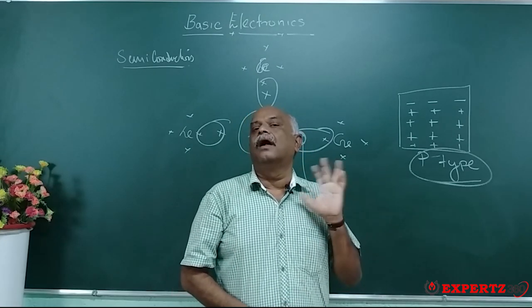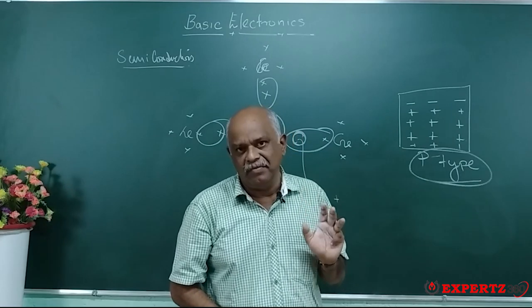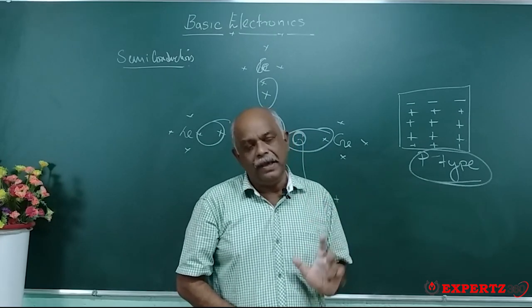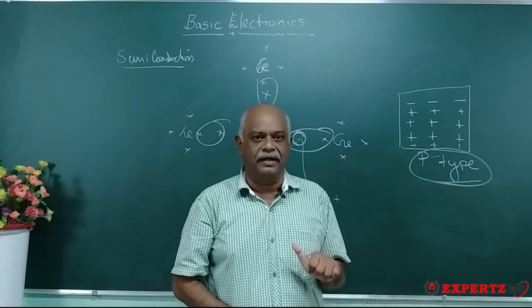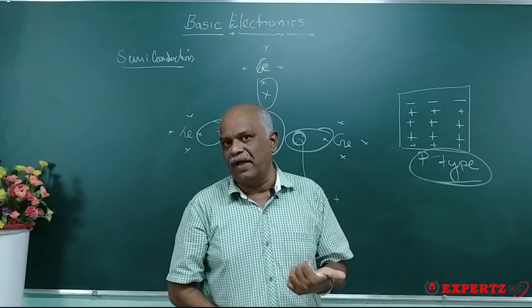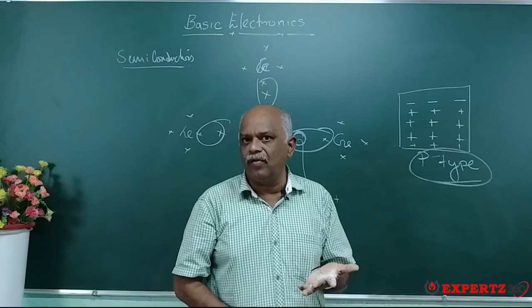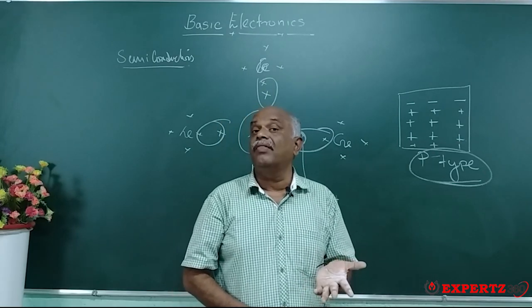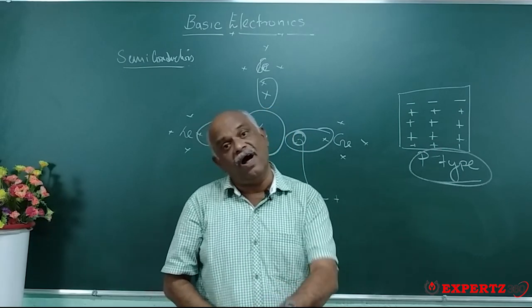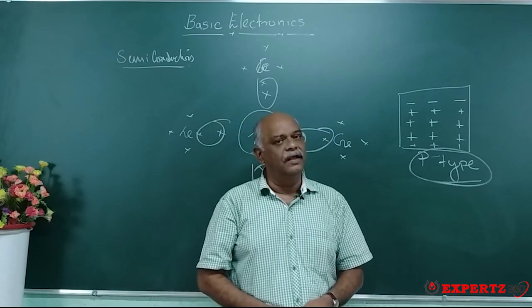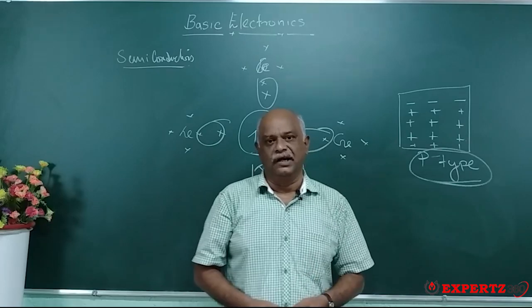I have taught you what you mean by intrinsic semiconductor, what you mean by doping, then p-type material and n-type material. What is the need for doping? Why did we dope the intrinsic semiconductor? To increase the flow of current by increasing the number of electrons or the number of holes. Okay, clear. So we'll go for the next portion now.